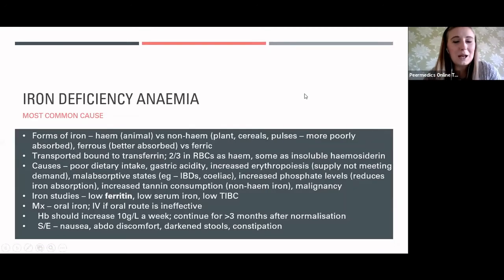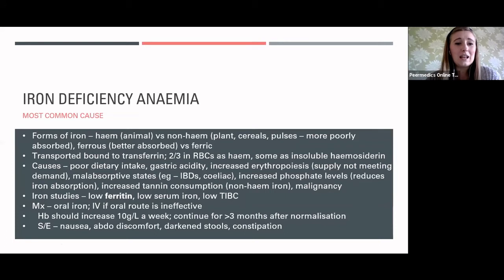Cool. Iron deficiency anemia. Just to clarify, a lot of the early stuff we're talking about is the common stuff. So you might be sitting there thinking, yeah, I know what that is, move on, it's fine, but we'll work through the common stuff to get to the more weird and wonderful stuff. So please bear with me.